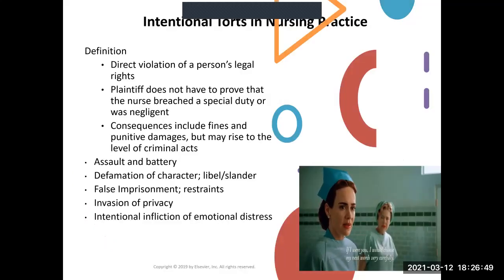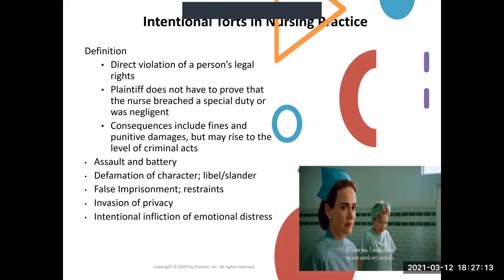Intentional tort in nursing, again, is a direct violation of a patient's legal right. The patient doesn't have to prove that the nurse breached any special duty. Remember, in negligence, you have to show that you have a special duty. The plaintiff doesn't need to say that you owe them anything, just the fact that you violated their legal rights. So usually this is not as serious.